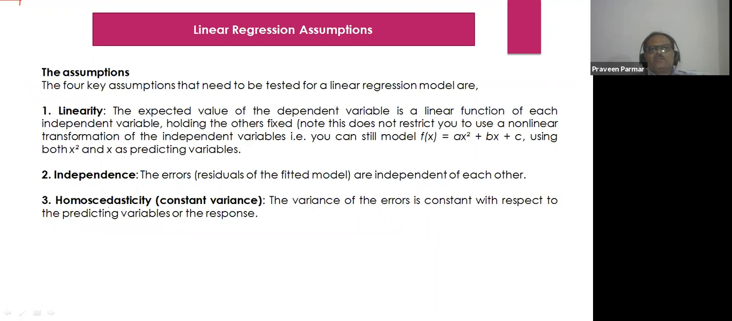The 4 key assumptions that need to be tested for a linear regression model are: one is the linearity. The expected value of the dependent variable, the target predicted y, is a linear function of each independent variable, holding the other fixed. This does not restrict you from using a non-linear transformation of the independent variable. You can still model f(x) = x square plus bx plus c using both x square and x as predicting variables. So linearity is a very, very important thing. The prediction should be linear.